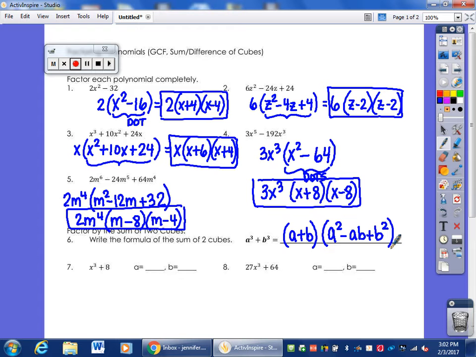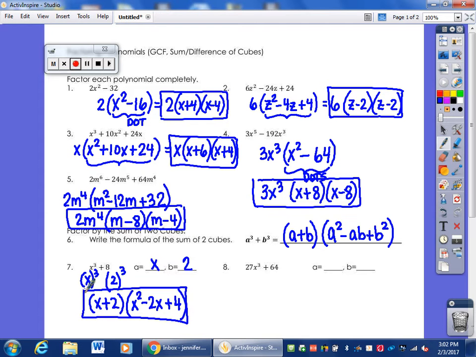All right, so in question number 7, a is an x, and b is actually a 2, because here I did x to the third power, and here I did 2 to the third power. So my a is x and my b is 2, which means that when I put these together, I'm going to do x plus 2 times x squared minus 2x, do the a times the b, 2 times x, and then plus 2 squared, which is 4. So this would be the final answer.